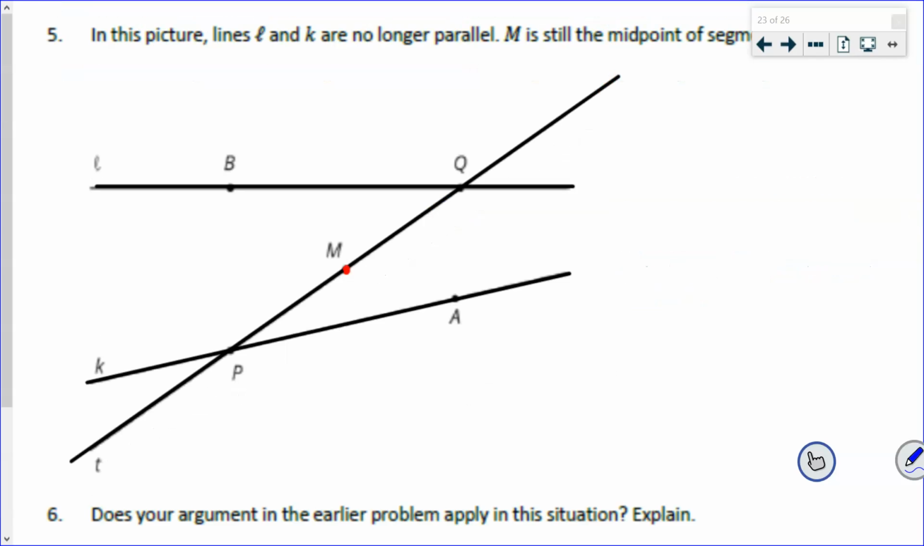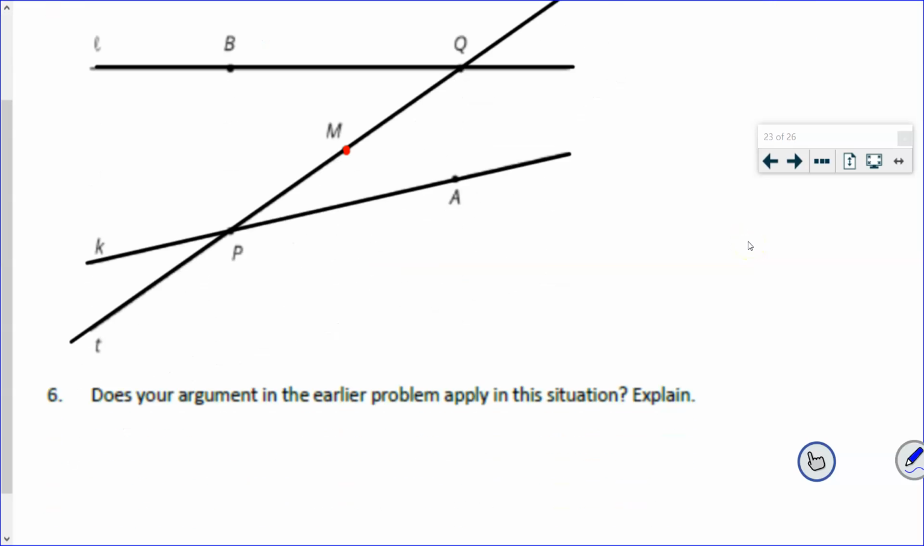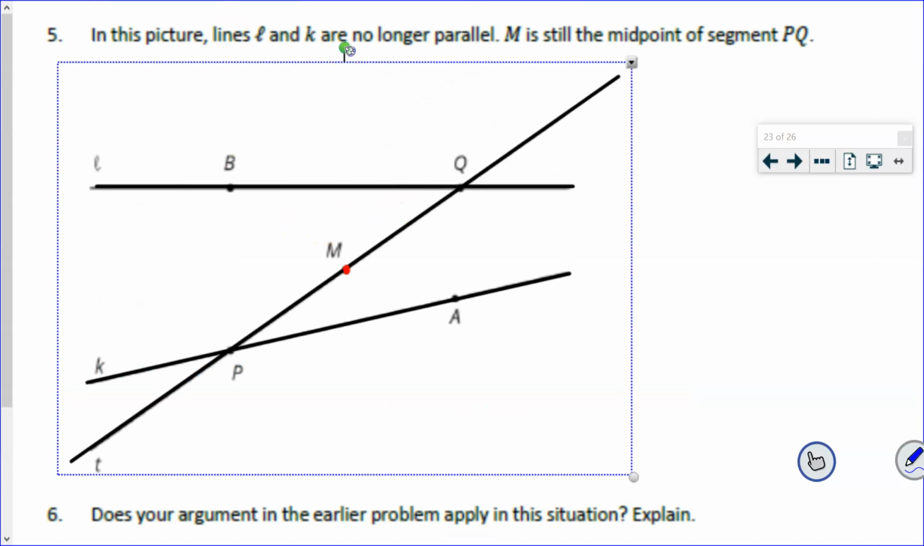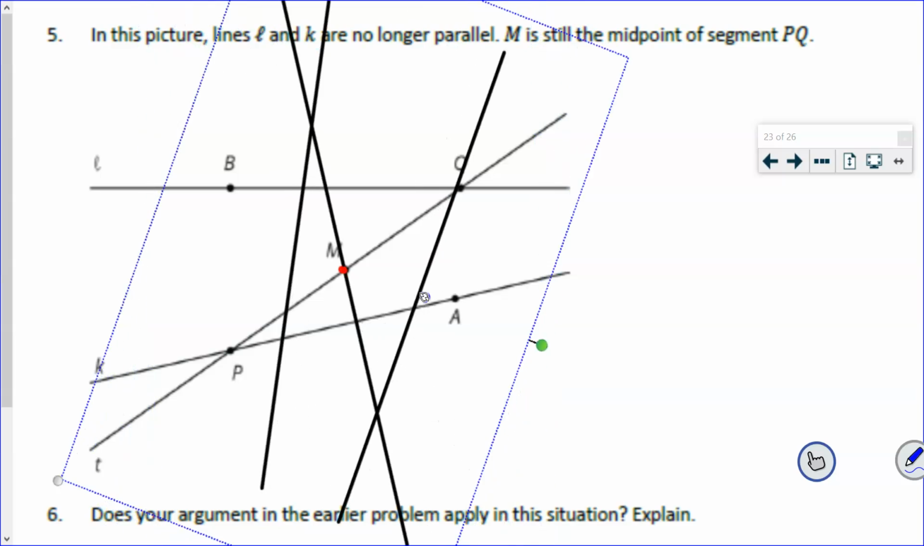Here's your next diagram. This one says, in this picture, lines L and K are no longer parallel, but we still have M, the midpoint of segment PQ. Is this going to work the same way as it did in the last diagram when the lines were parallel? Raise your hand if you say yes. Raise your hand if you say no and you don't even need to experiment with it. Okay, eyes on the screen. I've got it ready to go. Let's see if we can rotate this 180 degrees around that midpoint M.